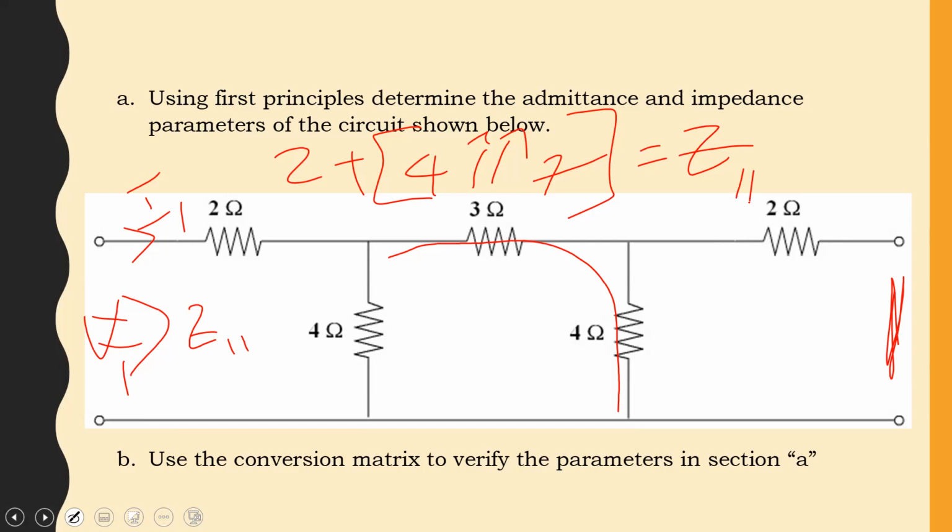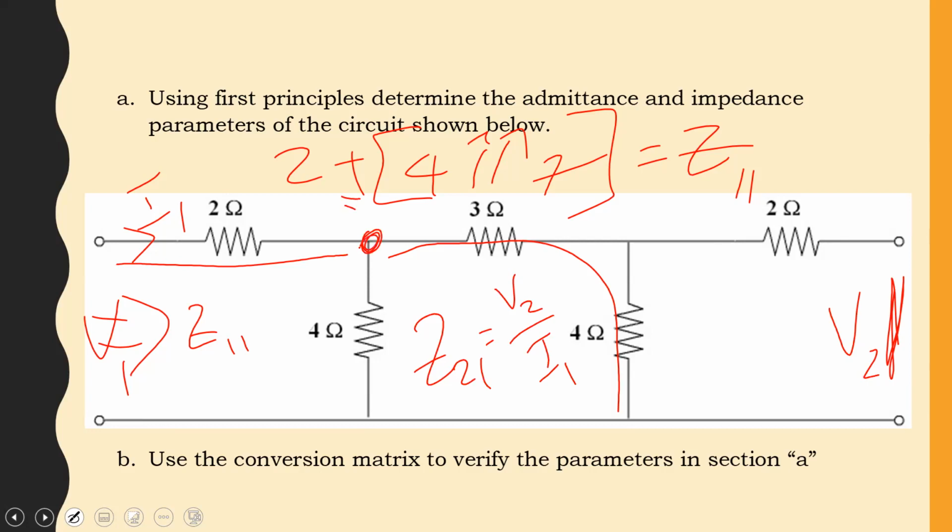For I2, or rather V2, the voltage here, because of course Z21 is equal to V2 over I1. So you look at I1, it is flowing here. So that's the plus sign. So it passes through the 2.